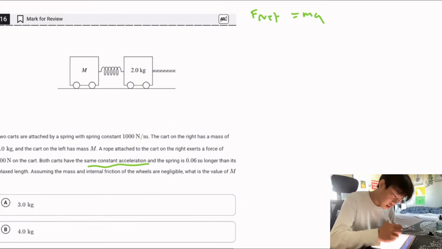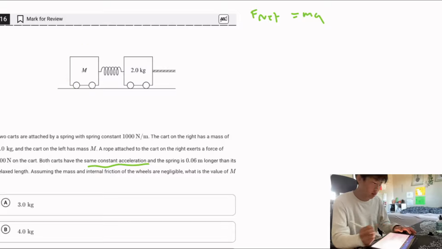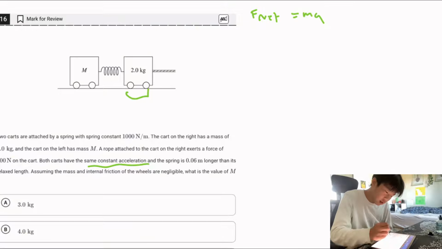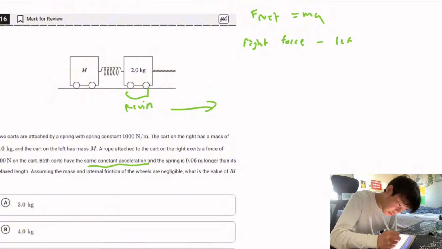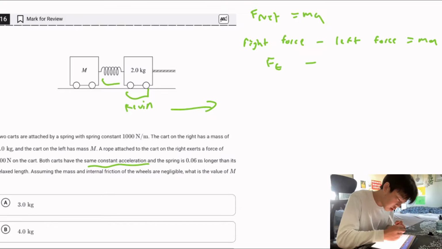So let's find F net of this cart, because there are 2 different carts. There's going to be 2 different F nets. So F net of this cart over here. Let's call him Kevin. The F net of Kevin is going to be in the direction of acceleration, which is this way. It's getting pulled that way. So it's going to be the right force minus the left force is equal to ma. So what is the right force? The right force is Ft minus the left force, which is kx, because that's the spring.